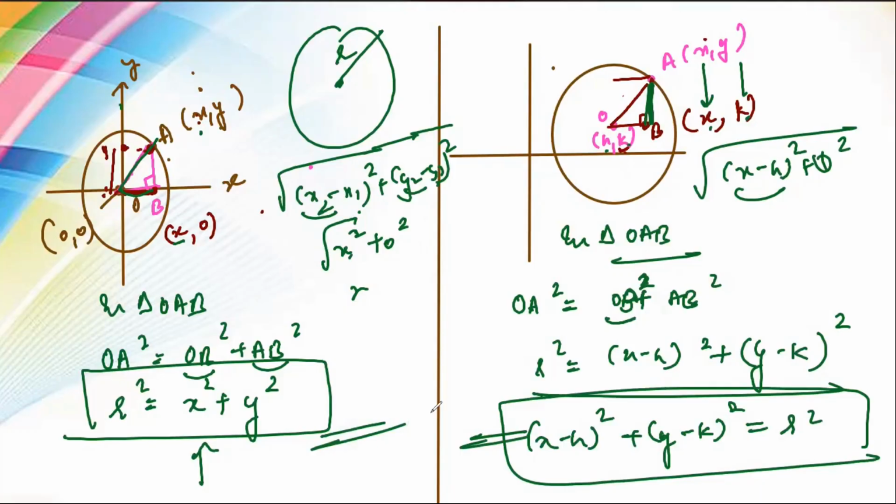One has its center at the origin and one has its center at some point h comma k, right?